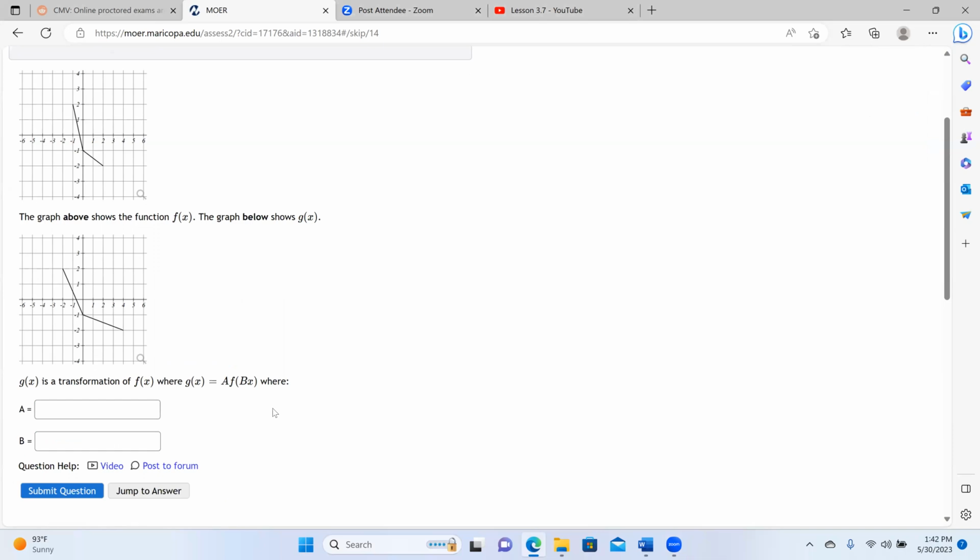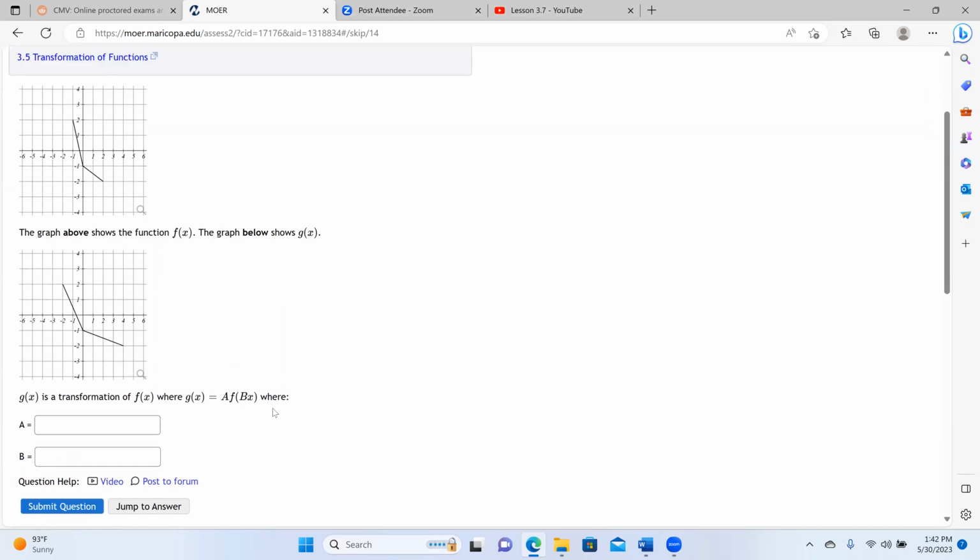So we'll go back to 14. It's looking for the transformation of this particular graph. Yep. So we're gonna plot the points, and it doesn't look like that's been reflected. No reflection this time. That's good. Yep. All right, so we got 2, -1.